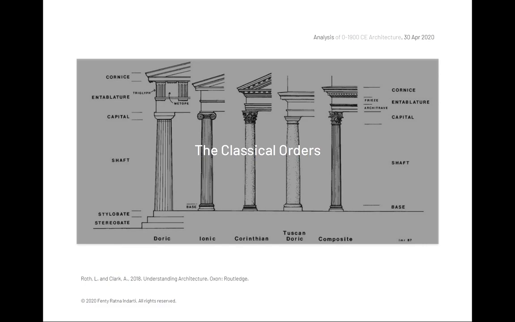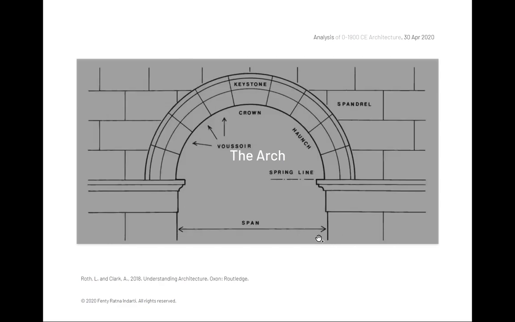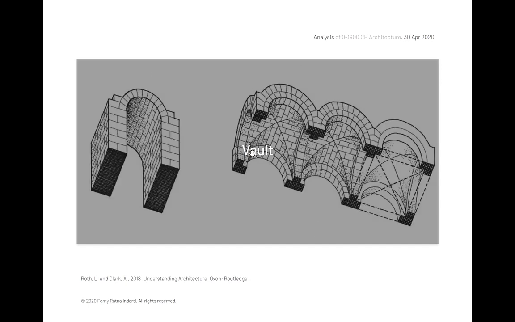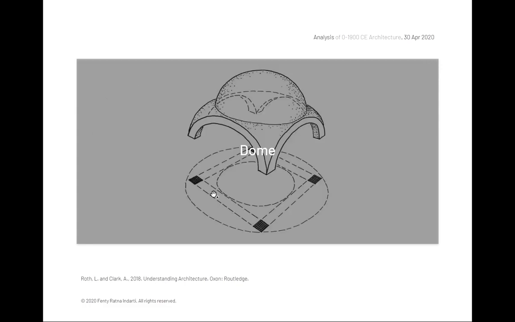And then after that, they try to improvise or develop a new type of column. So you can find the classical orders. Even the classical orders have their own development from the Doric, Ionic, Corinthian, and then Tuscan Doric, and then Composite. And then after that, they develop the arc. After understanding the arc, they try to make a vault like this. This is the barrel vault. This is the vault that you can find in several types of buildings. And then after that, they develop the dome.